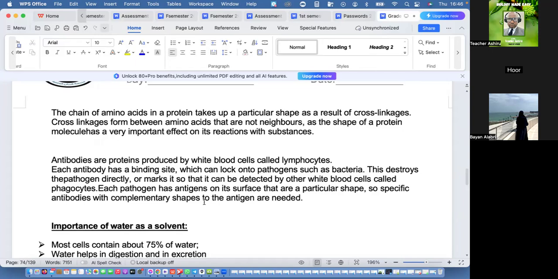All right, if Bayan is not hearing or cannot read, I would like Ho to read the first paragraph.